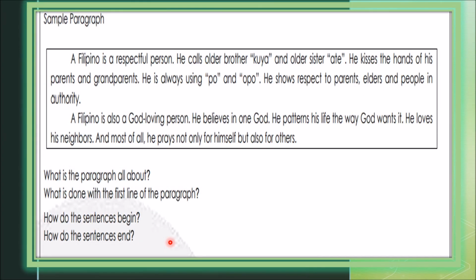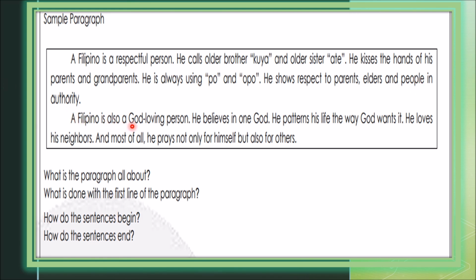Okay, next. Itong sample paragraph. Yung kanina, nakita nyo yung semantic web, di ba? Ito na kung paano gawin ang paragraph na to. Okay? So, let us read all together. A Filipino is a respectful person. He calls older brother kuya and older sister ate. He kisses the hands of his parents and grandparents. He is always using po and opo. He shows respect to parents, elders, and people in authority.